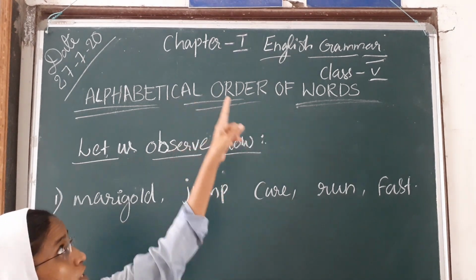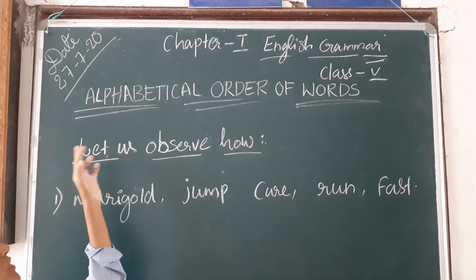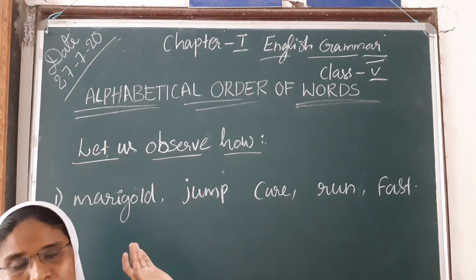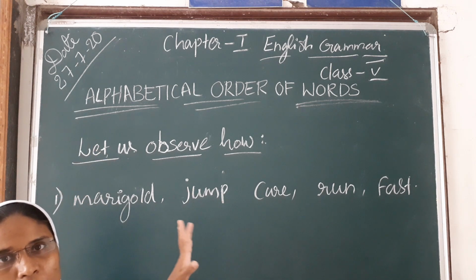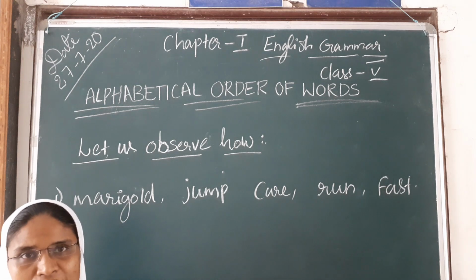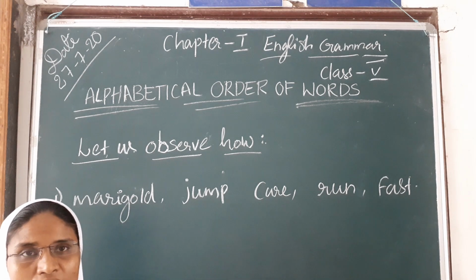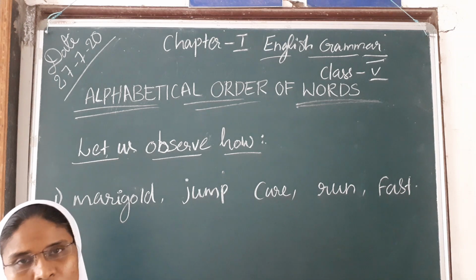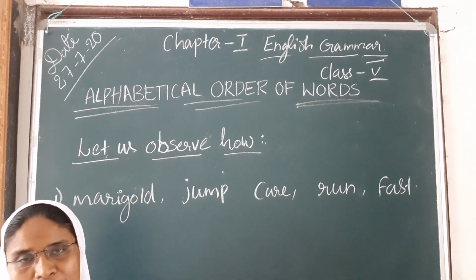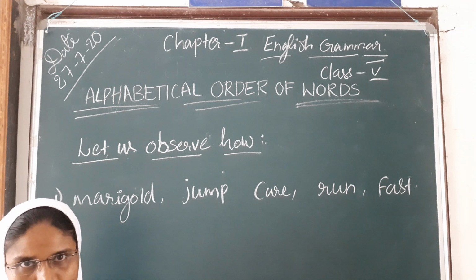Class 5th, chapter 1. The name of the chapter is Alphabetical Order of Words. To make a sentence, we use a group of words.